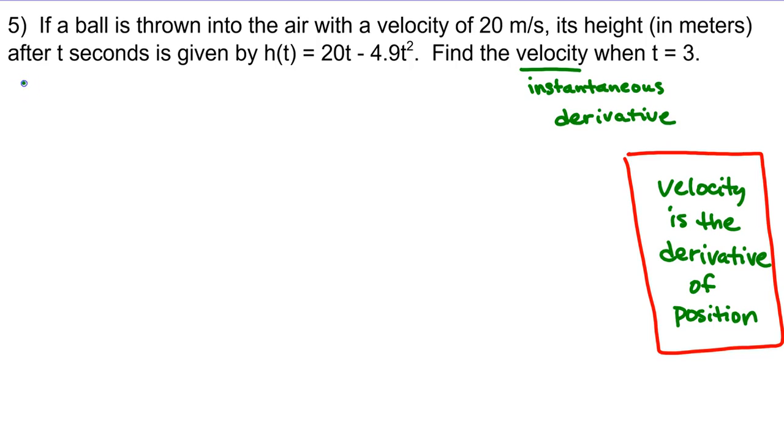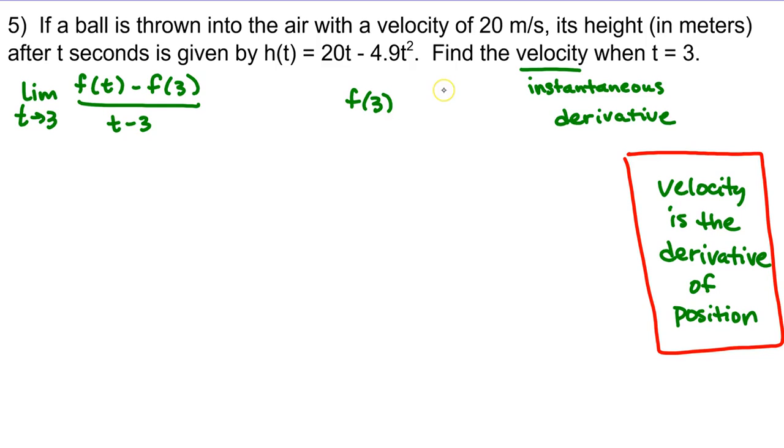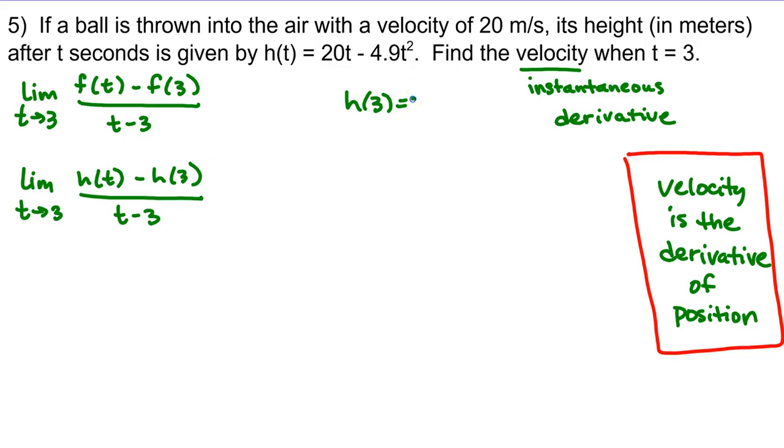Okay, so we're going to find the limit as t approaches 3, I'm just going to use t instead of x, of f of t minus f of 3 over t minus 3. Let's find what f of 3 is. F of 3, oops, it's not even f, it's h. Why don't I use h? The limit as t approaches 3 of h of t minus h of 3 over t minus 3. So let's find h of 3. 20 times 3 minus 4.9 times 3 squared. For that, I got 15.9.